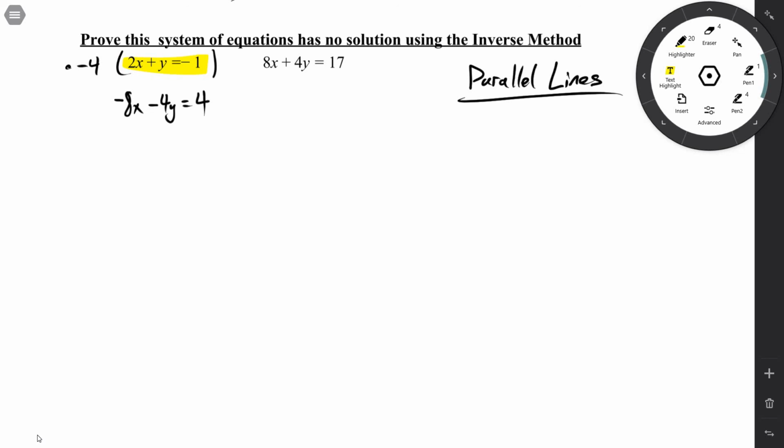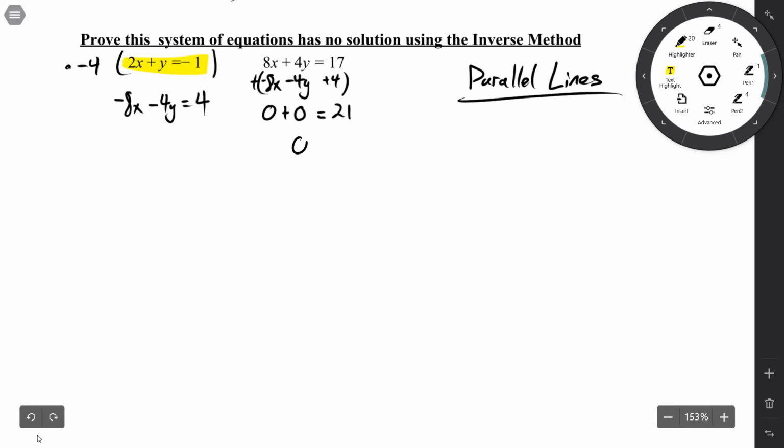And now we add these together, remember. We're going to add a negative 8x, a negative 4y. We're going to add 4. All right, so we'll get 0 plus 0 equals 21. Well, this just told us that 0 equals 21. If we get to a spot in solving a system of equations like this, and we get something like this, where it says one number equals something that it does not equal, then we know that these two lines that we're looking at are parallel.